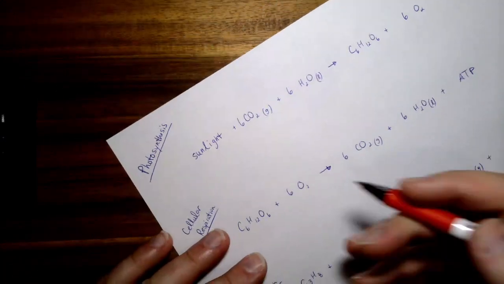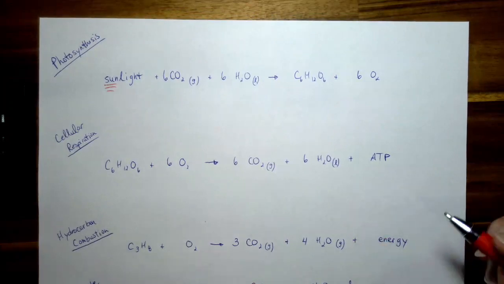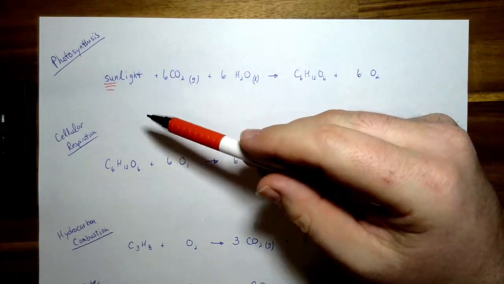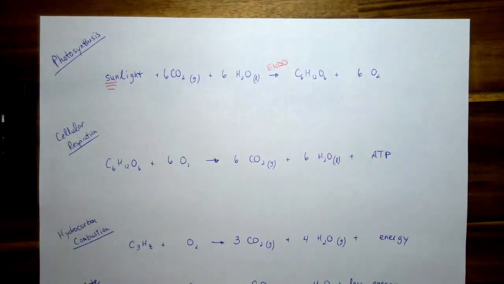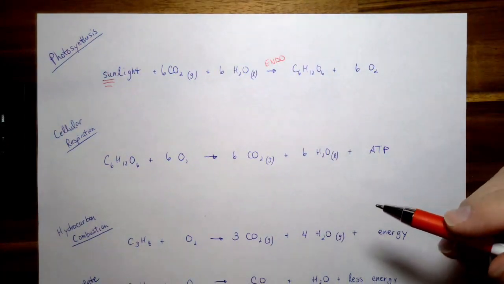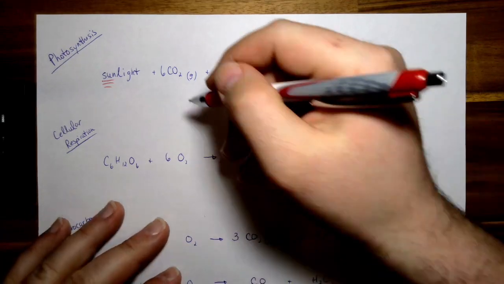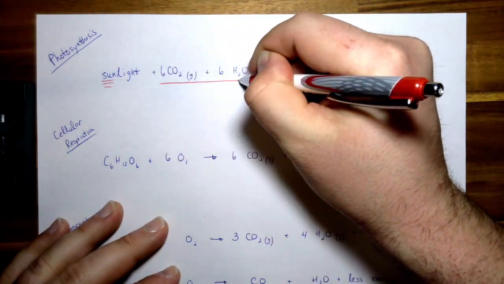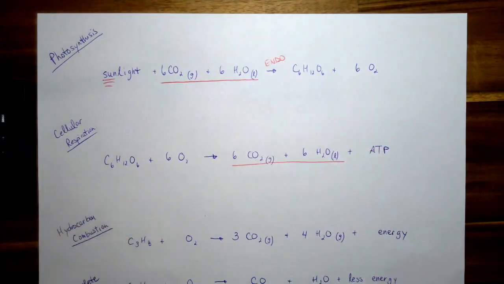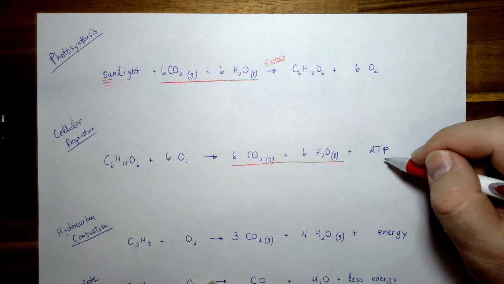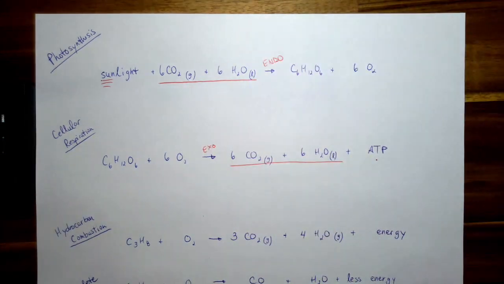Photosynthesis. Sunlight. So you can see the energy is going into this reaction. So this is an endothermic reaction. And then cellular respiration. Please notice that these two are opposite of each other. You need to recognize that the reactants of photosynthesis are the products of cellular respiration. Also, I have my energy here as ATP. So cellular respiration is an exothermic reaction.